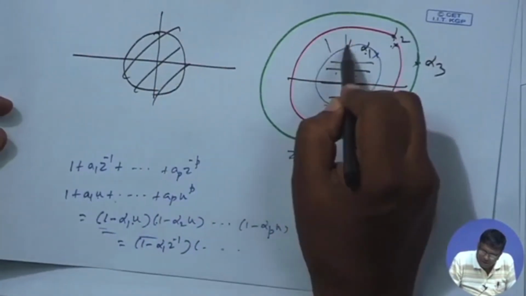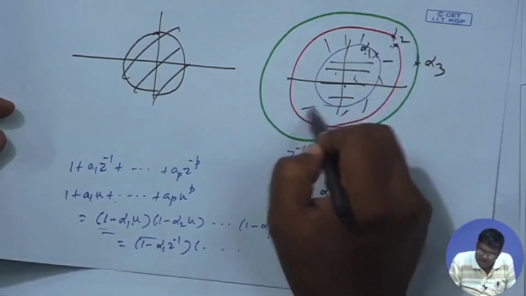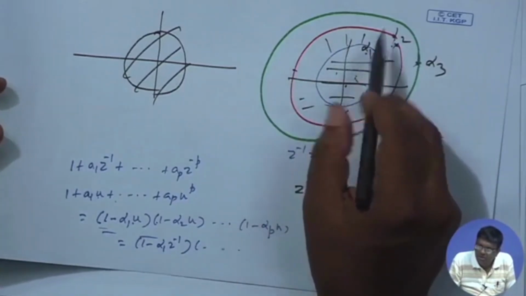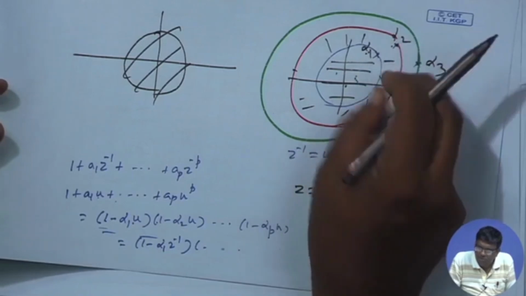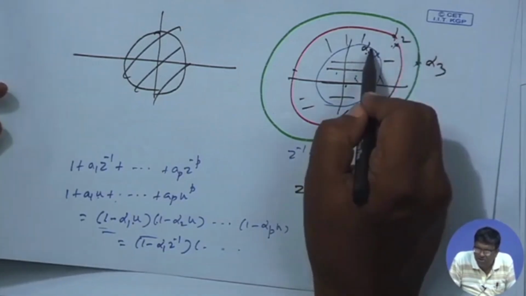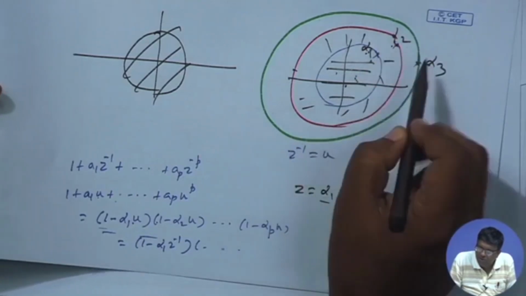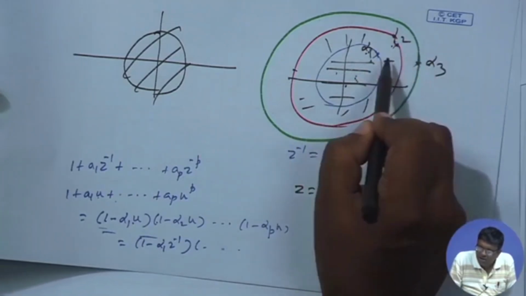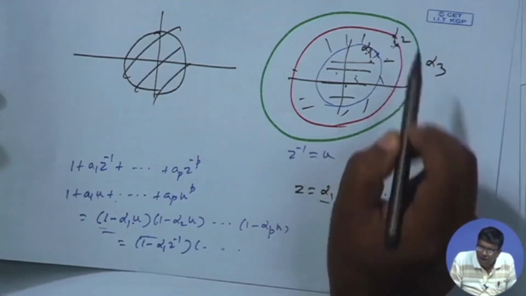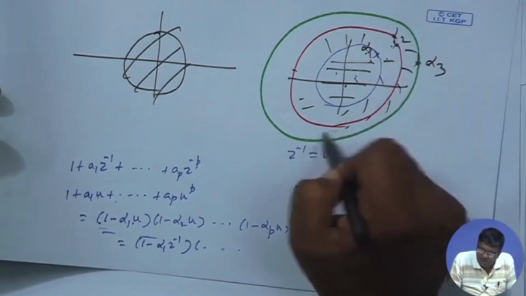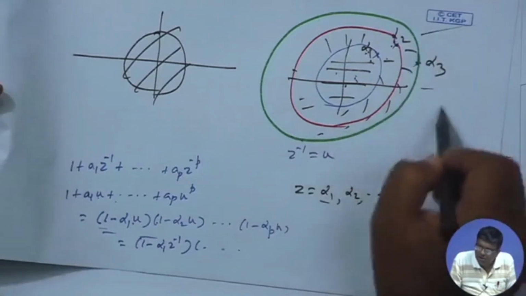Then this region neither has alpha 1 nor alpha 2, because it is a region between the two circles and does not include the circles. So, Z is neither equal to alpha 1 nor equal to alpha 2 nor equal to alpha 3. That is one possibility. And again this is another possibility, and outside the circle is another possibility.